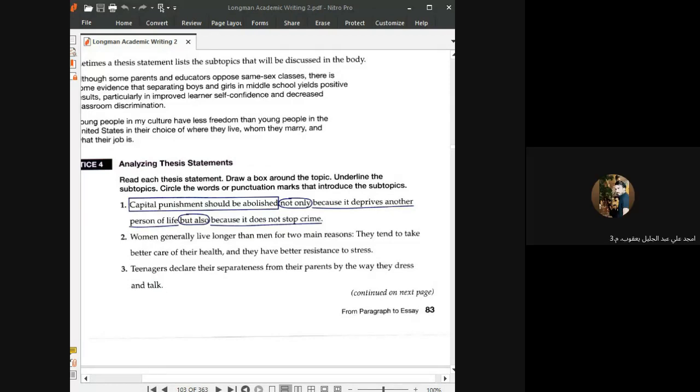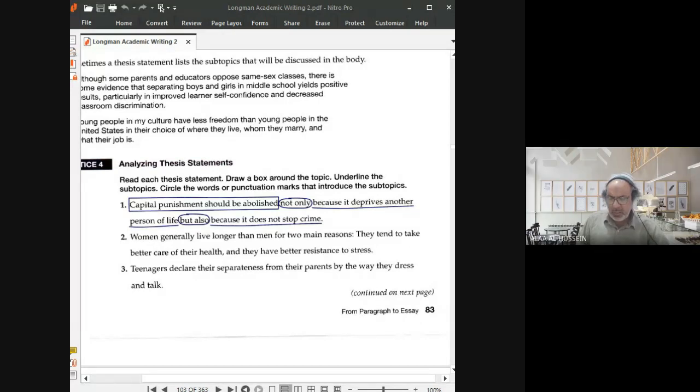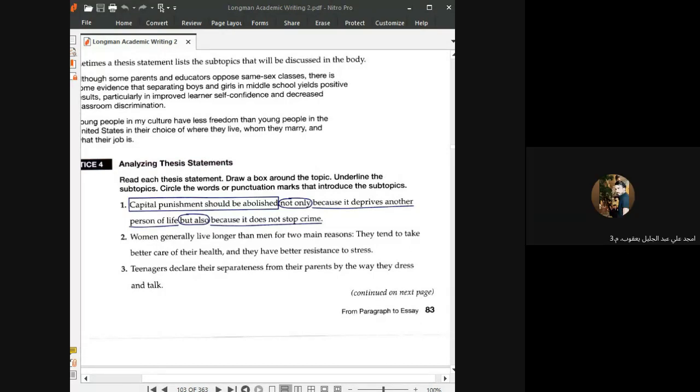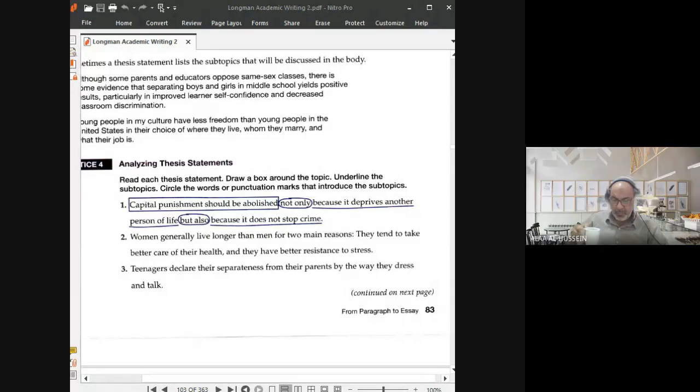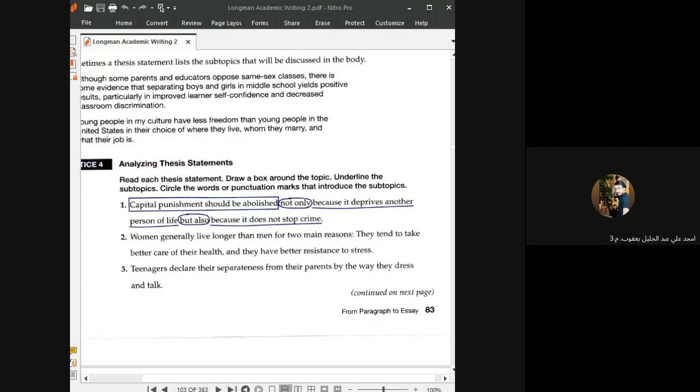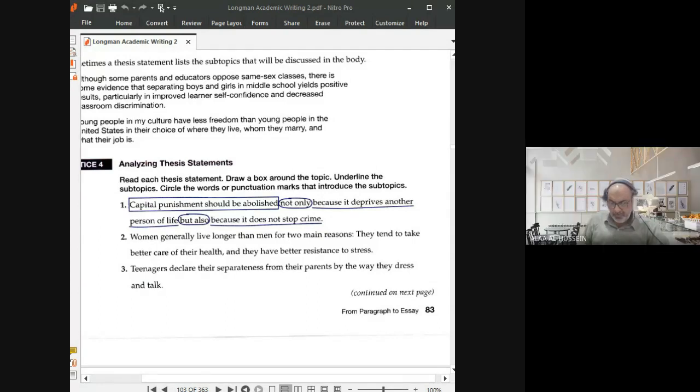Because it deprives another person of life, because it does not stop a crime. Okay. So what about the controlling idea? You mean opinion? Yes. It should be abolished. Okay. Good, Amjad Ali Abdul Jalil.